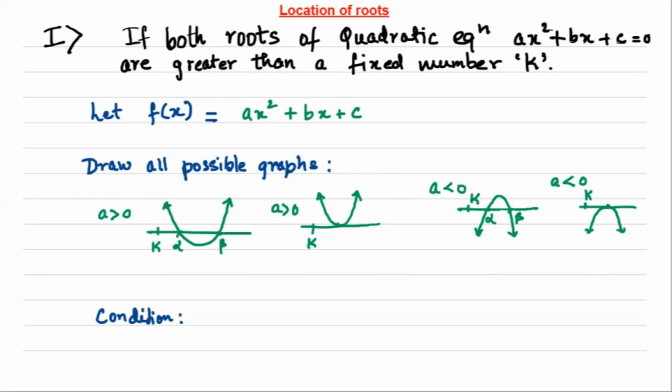Okay. So let's try to conclude this. First one is the vertex. Okay, here, here, here, and here. Right. So what is the first condition we got?